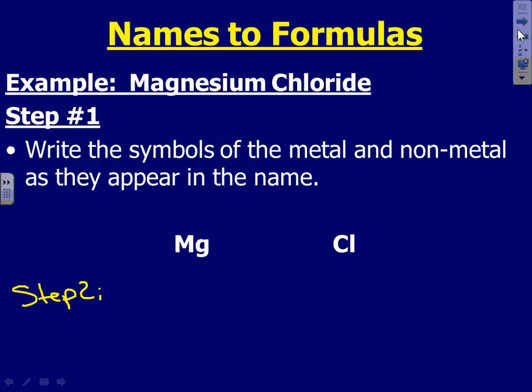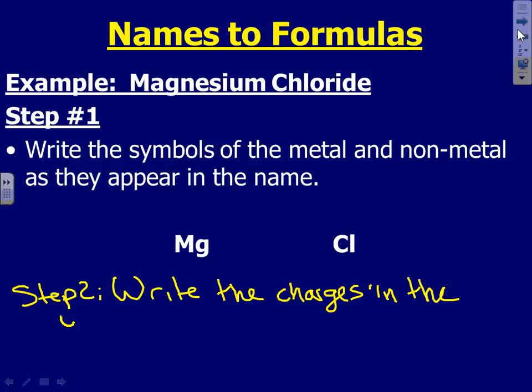Write the charges in the upper right, sorry, that's more of an N, make that an R, right corners. Just like we did moments ago. So, using your table, track down Mg, write the charge up there, track down the Cl, write the charge up there. Okay? You can go ahead and do that because we've practiced that.